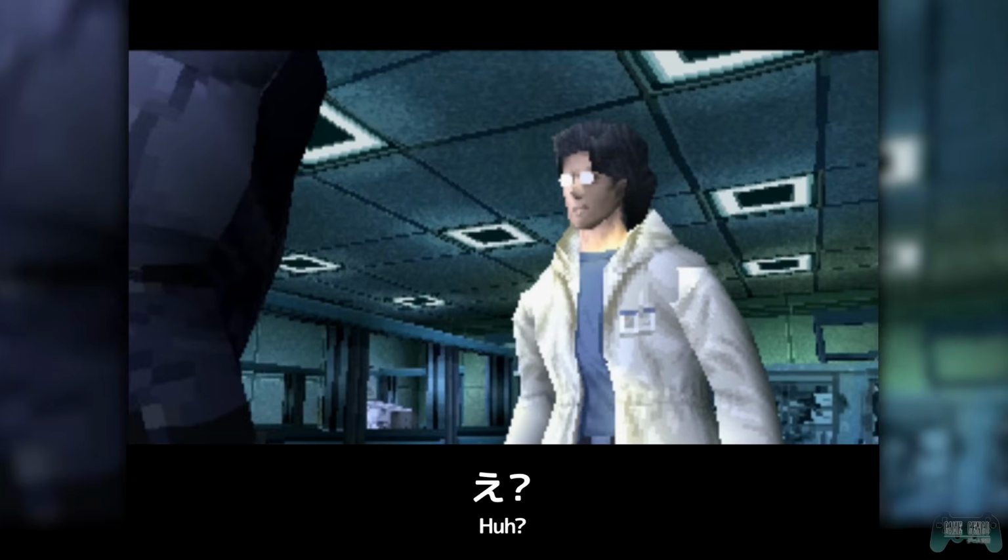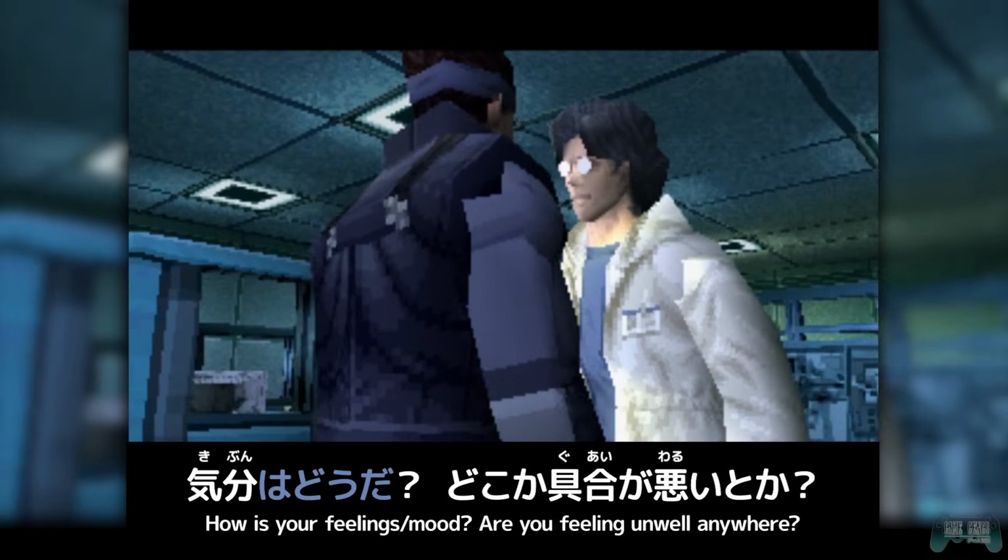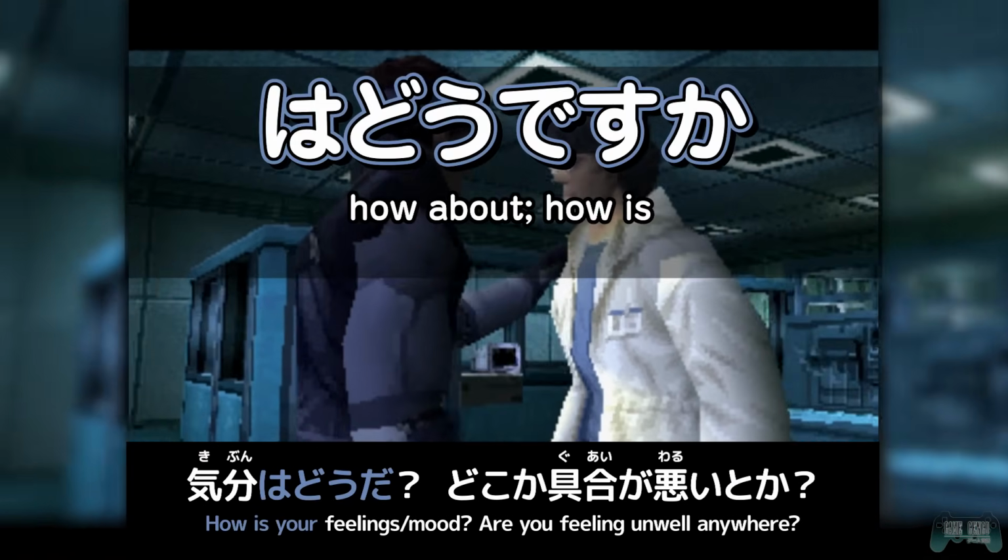苦しくはないか。気分はどうだ？どこか具合が悪いとか。 Wa do desu ka?